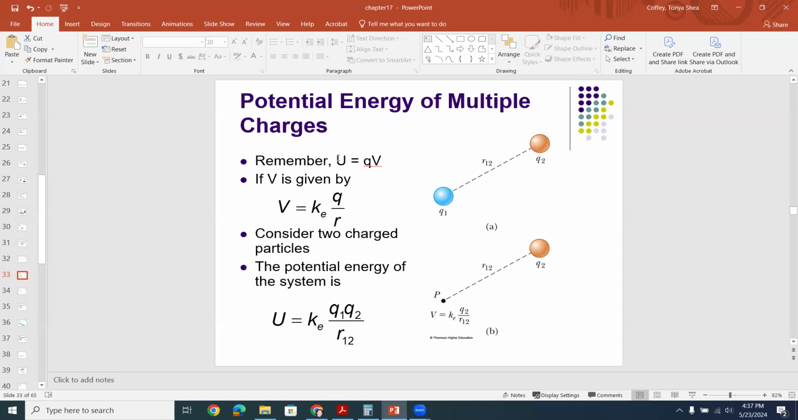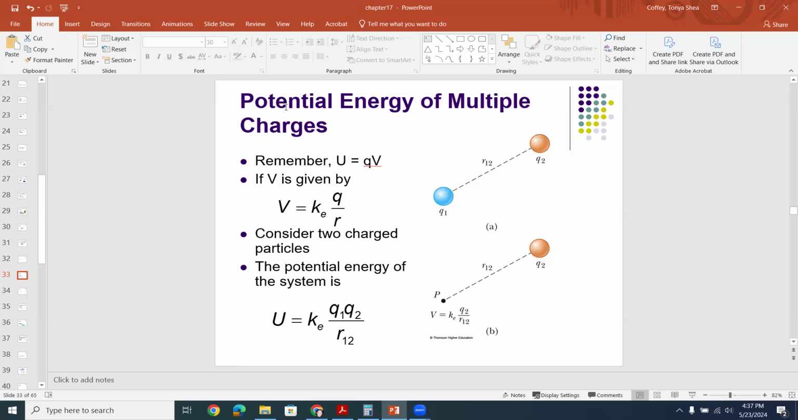But if you're talking about the potential energy, you're talking about the interaction of a charge-field system. And so to do that, you have to multiply Q times V. So what you do is you have the potential energy between charges. So if you're talking about the electric potential energy, then you have to have at least 2 charges in order to find the potential energy for it.